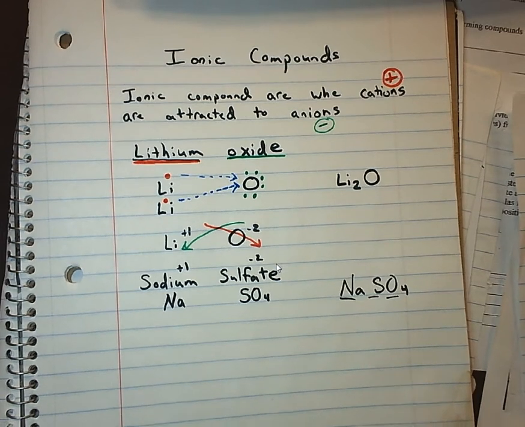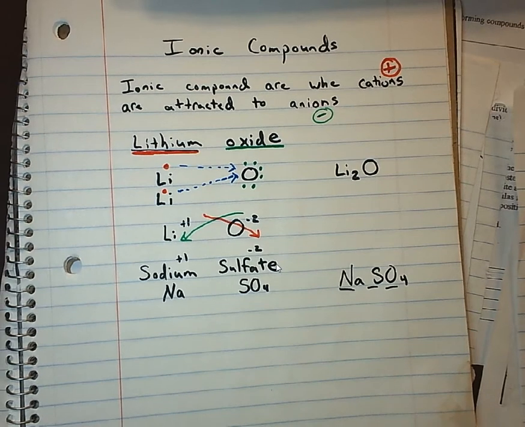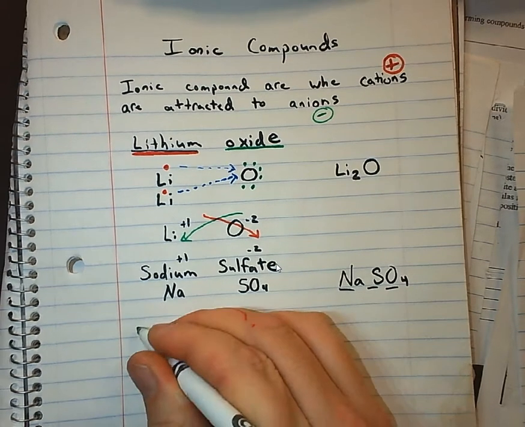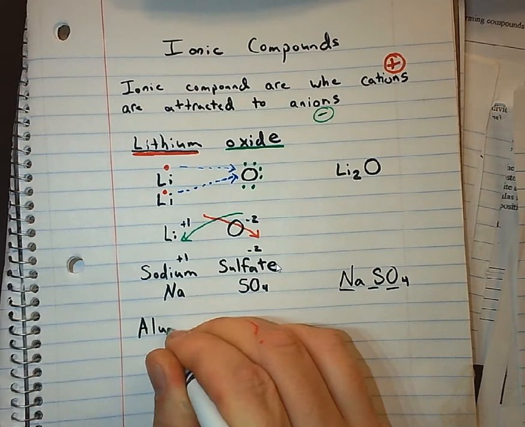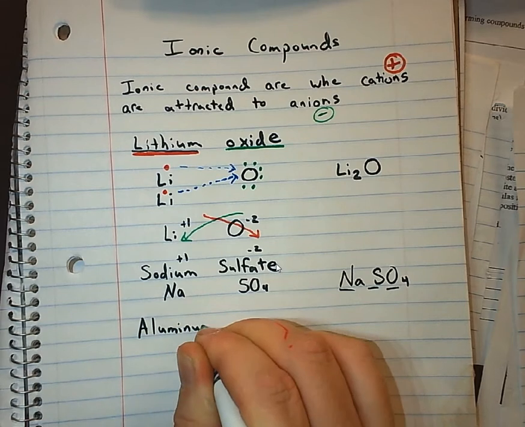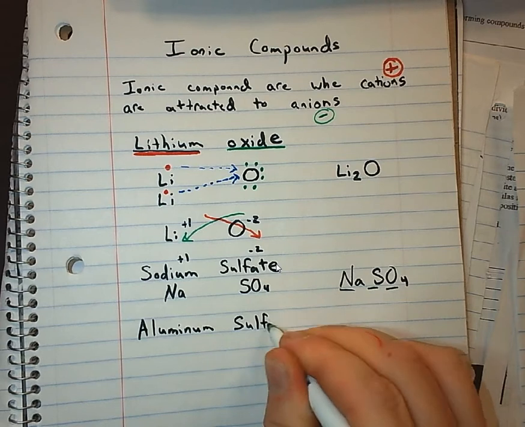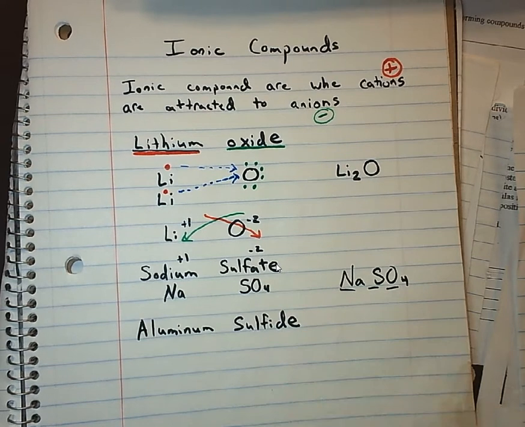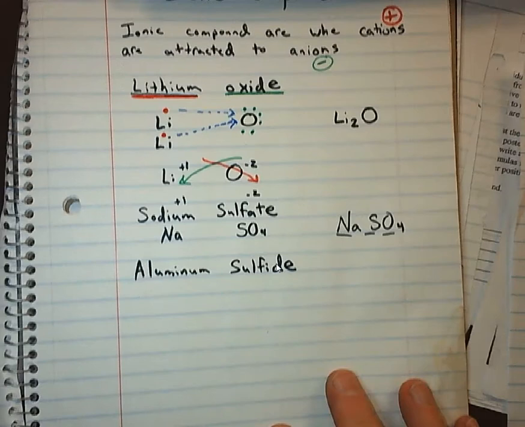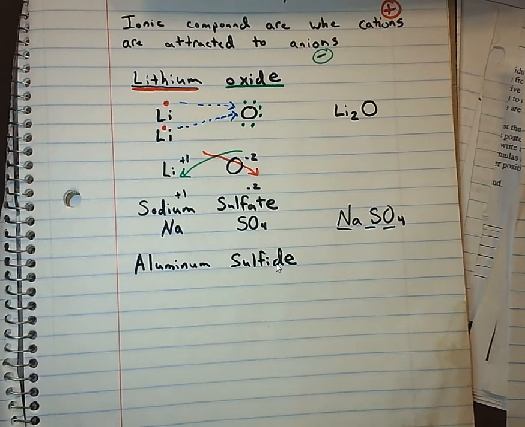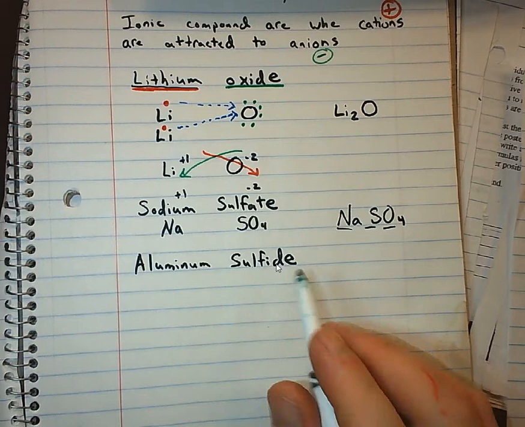Let's try aluminum sulfide. Alright, aluminum sulfide. Go ahead, find aluminum, look up its charge. Find sulfide, and find its charge. Once again, "-ide" means it's a monoatomic.